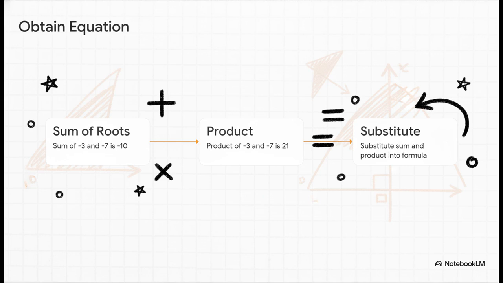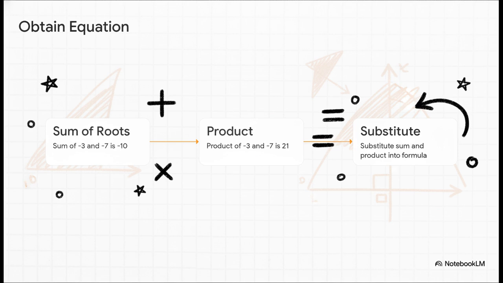Imagine the examiner says, find the quadratic equation if the roots are -3 and -7. We're going to follow our steps methodically. Step 1, find the sum. -3 plus -7 gives us, well, -10. Step 2, find the product. -3 times -7 is a positive 21.